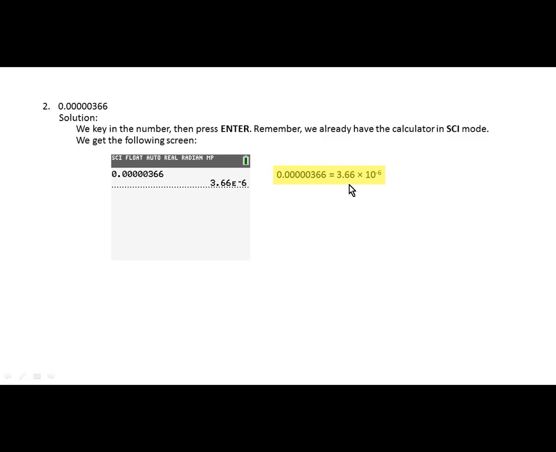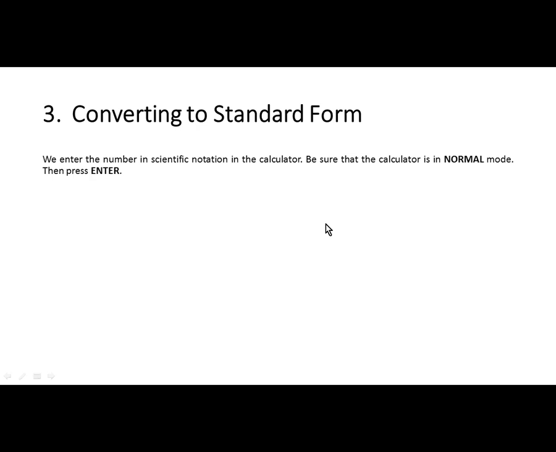So our answer, 3.66 times 10 to the -6. Converting to standard form. We enter the number in scientific notation in the calculator, and be sure that the calculator is in normal mode, and then just press enter. Warning: if the number is less than 0.001, which is 10 to the -4 in absolute value, then the calculator will not convert it to standard form.